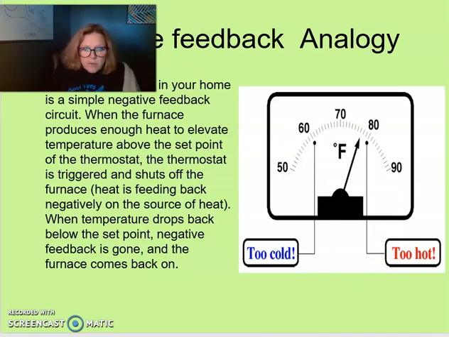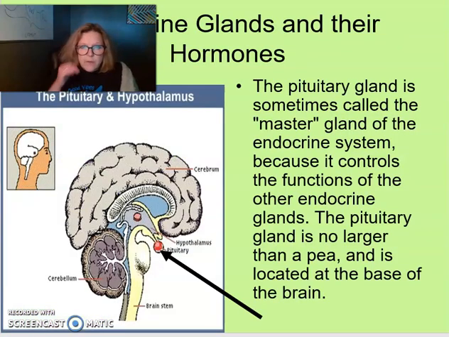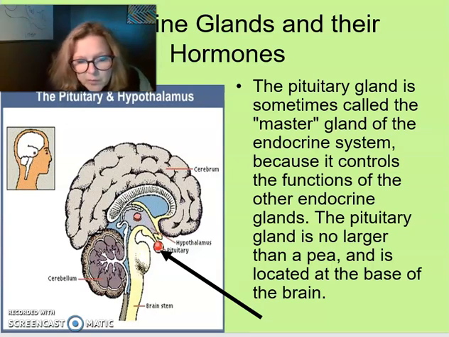Next, hopefully you understand that, but if you don't, you can ask or you can read more about it in your textbook. The next thing I want to do is go through some of the endocrine glands and the hormones associated with them. This is a cross section of your brain, or somebody's brain, maybe not yours, but they all look pretty much the same.